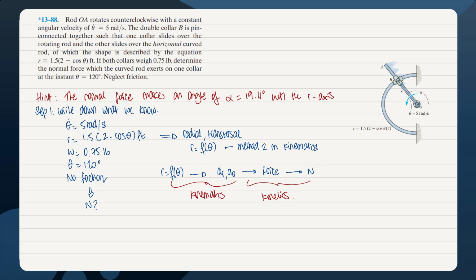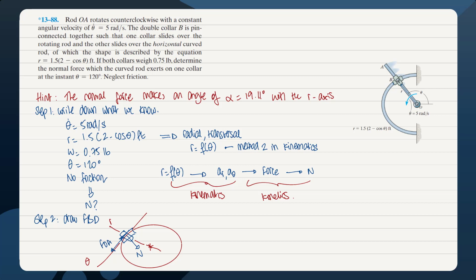Step 2, as we have already done before for a previous problem, involves drawing the free body diagram. We need to sketch the axes. So r is radially outwards, so we start from the center and intersect the collar at the position 120 degrees. And r is oriented outwards, as I've said. Theta is found by applying the right-hand rule and sketching the theta axis to be perpendicular to the r axis.